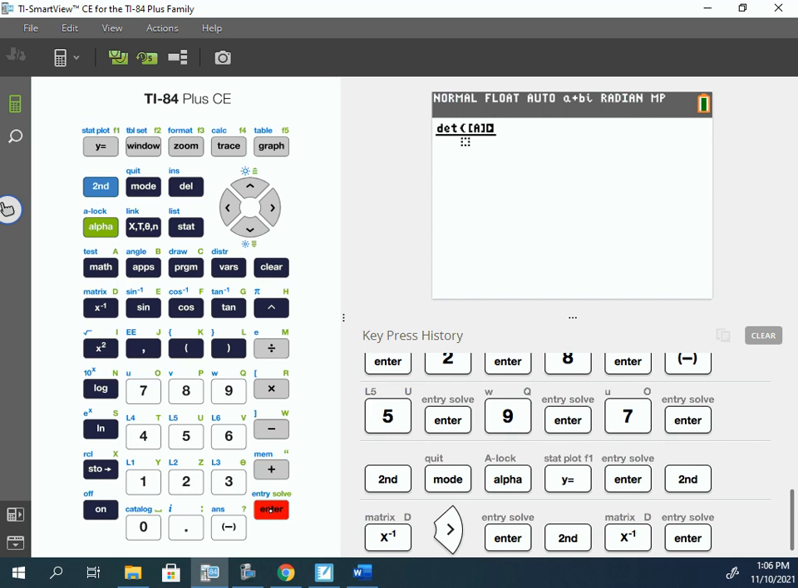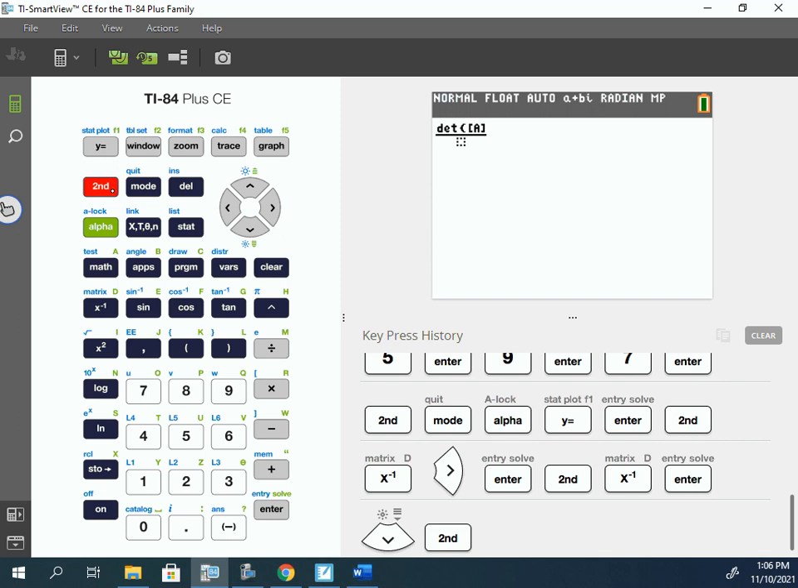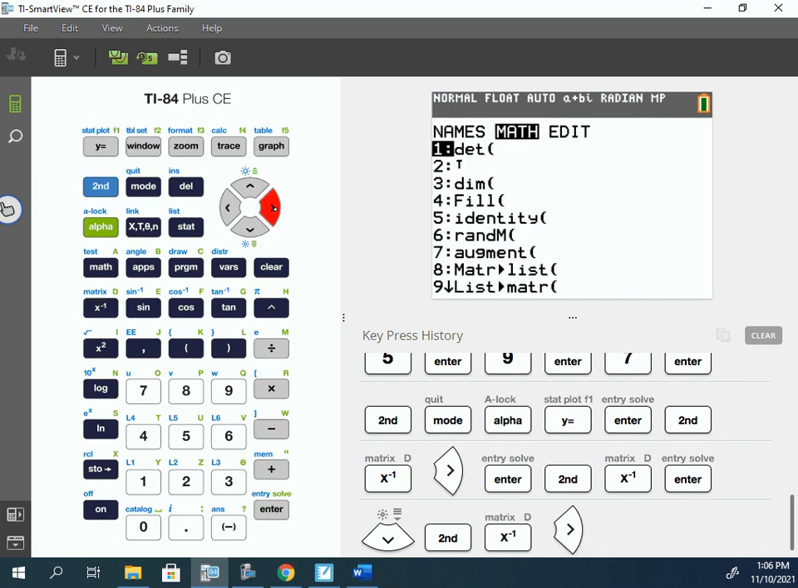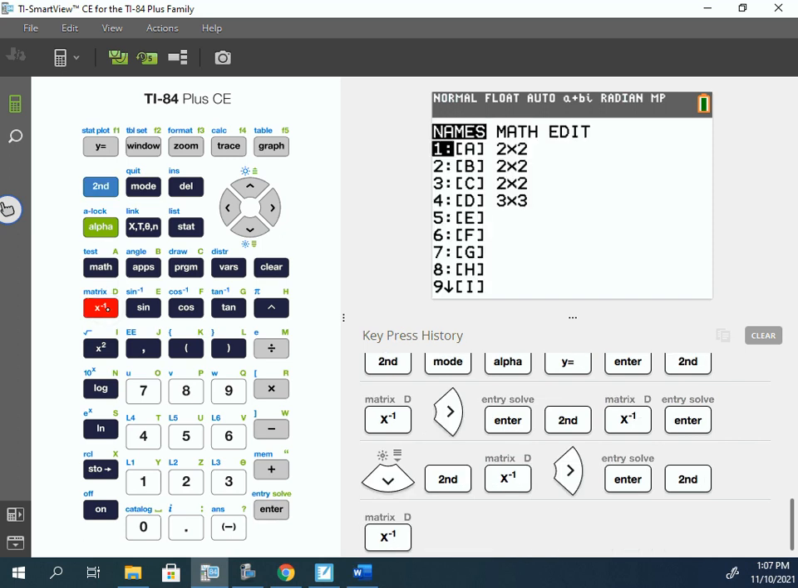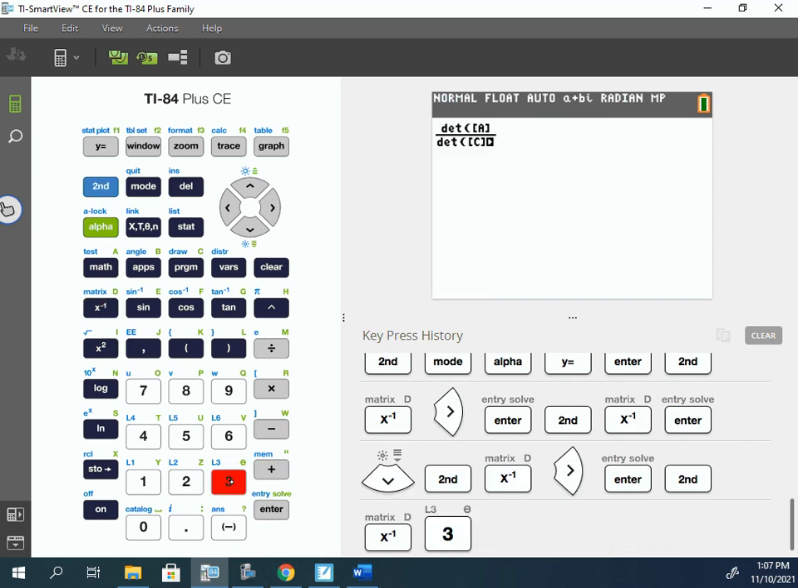Now on bottom, we're going to go second matrix math, enter for the determinant, but we would want the determinant of which matrix? C. And then we can hit enter, and it tells us that the value of x for this is 5. Questions on how we found the value of x?